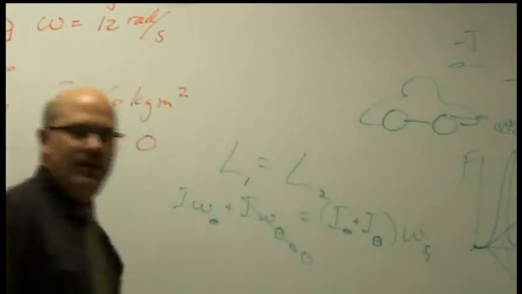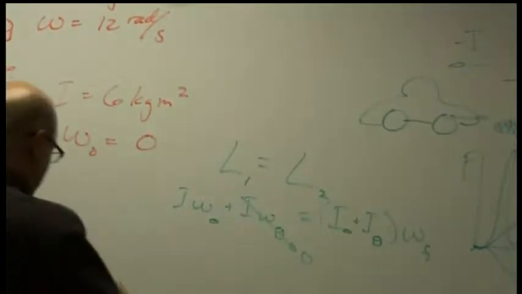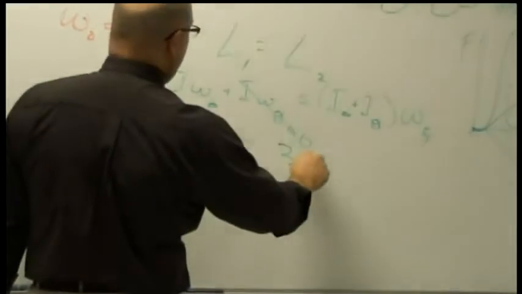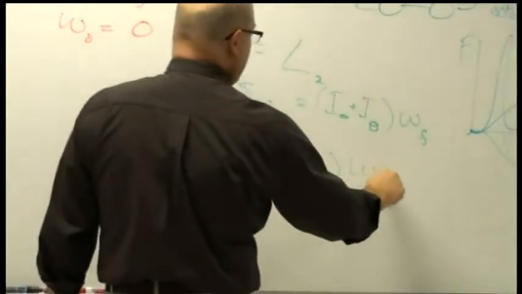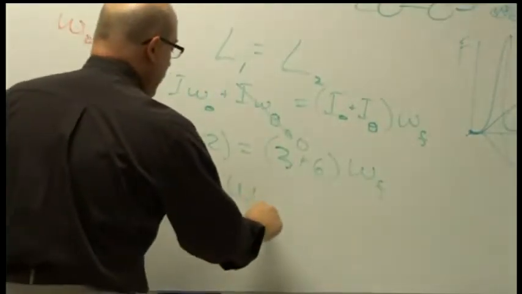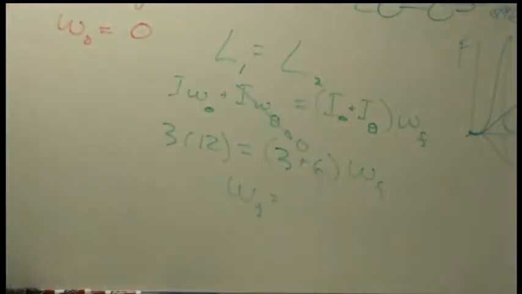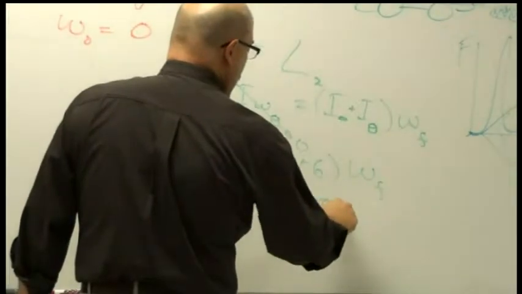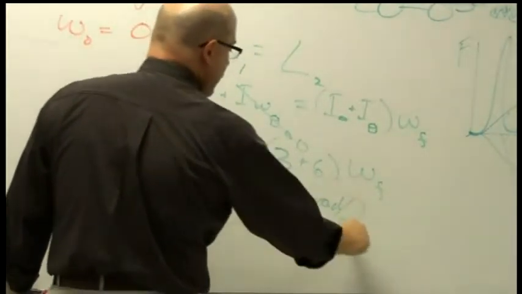The final omega. You notice this is exactly like a car collision, where you have mv plus mv before equals m plus m times v at the end, because they're stuck. It's the exact same thing. Piece of cake. So we have 3 times 12 equals 3 plus 6 times omega final. So what's our omega final? 4 rads per second. Voila, done.